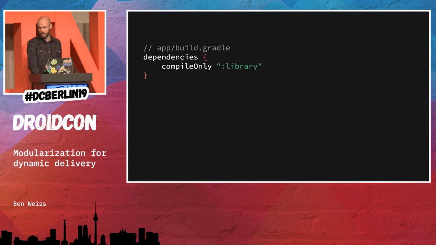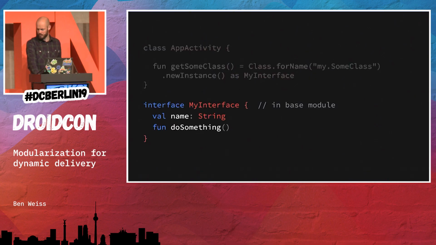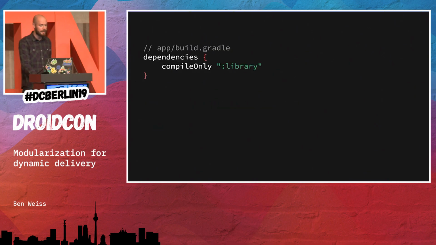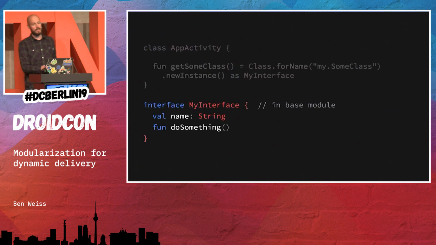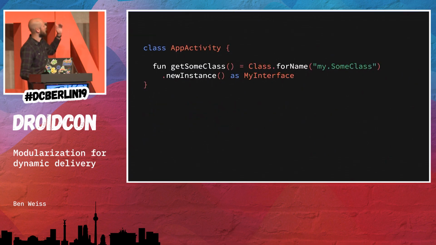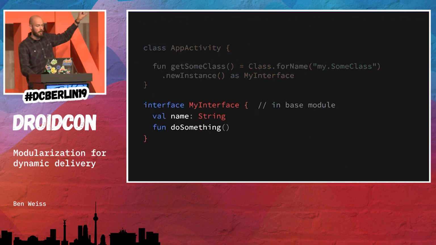So you have your, well, I don't show you this one, sorry. So essentially what you do is you have the interface, and you instantiate the class. Oh, actually I did. Sorry, as my interface. That's what you say here. So you cast it to that interface, and because of that interface being in the base module, that means that you can call anything that is from that interface, from the base module, on the instantiated class.